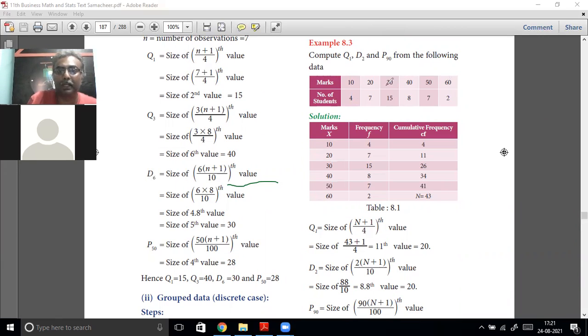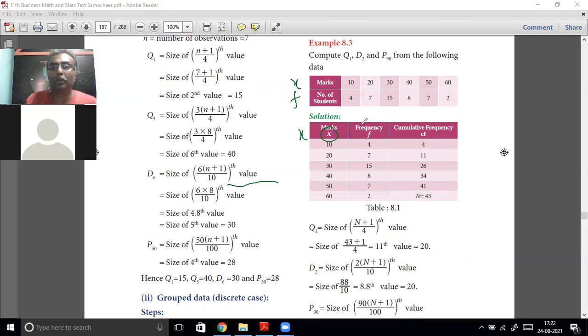Students get marks. 10 marks, 4 students have got it. This is x, this is f. The marks are 10, 20, 30, 40, 50, 60 in x. Then how many times they get each mark: 4, 7, 15, 8, 7, 2 times. How many times you are getting, that all comes under frequency. Now you got it.